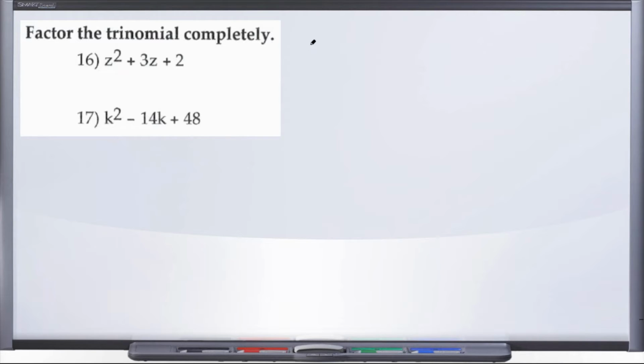All right, well, let's take a look at 16 here, and we'll go ahead and rewrite it out here so we have some more room to work with. And we have z squared plus 3z plus 2. All right, so question 1, is there a GCF? I don't think so. So we can move on to question 2. How many terms are there in this expression? And we have 1, 2, 3, right? Hence a trinomial.